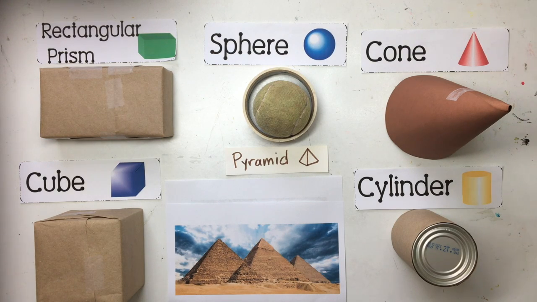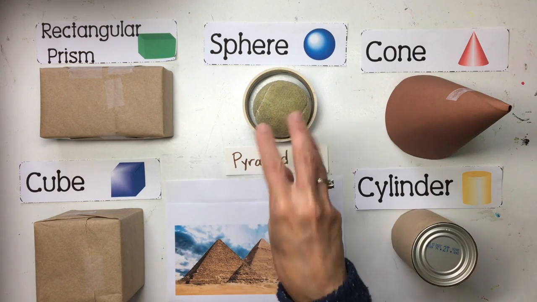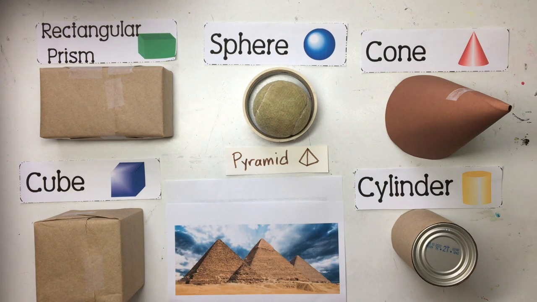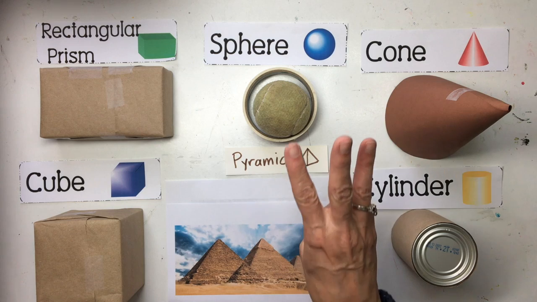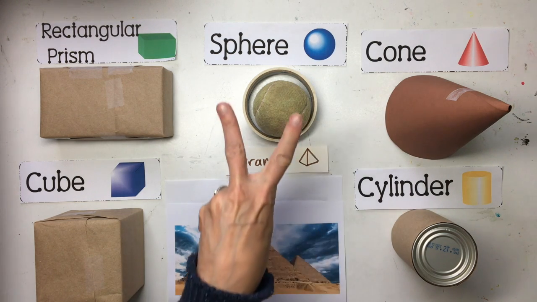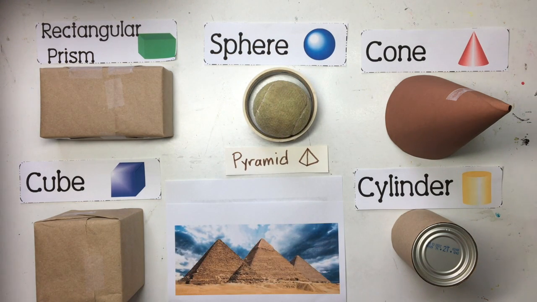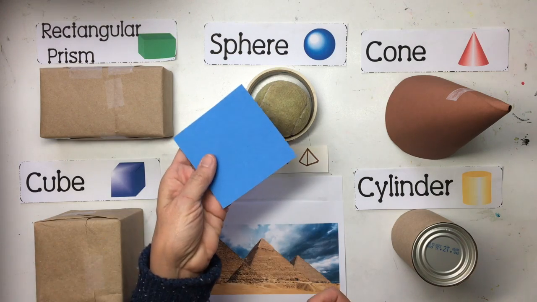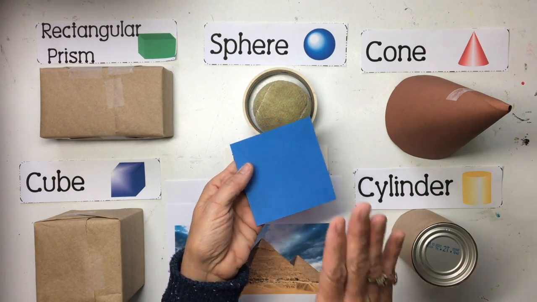Hello again, everybody. We are going to be doing a little more math, and we're still going to be working on our 3D shapes, our three-dimensional shapes. Do you remember what the difference is between a three-dimensional shape and a two-dimensional shape? Remember, a two-dimensional shape is flat.